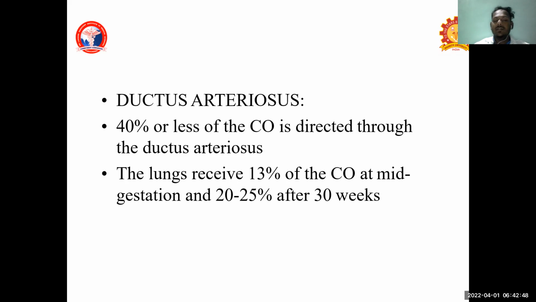Actually, 40% or less of the cardiac output is directed through the ductus arteriosus. The lung receives only 13% of the cardiac output at mid-gestation, but this increases to 20 to 25% after 30 weeks.